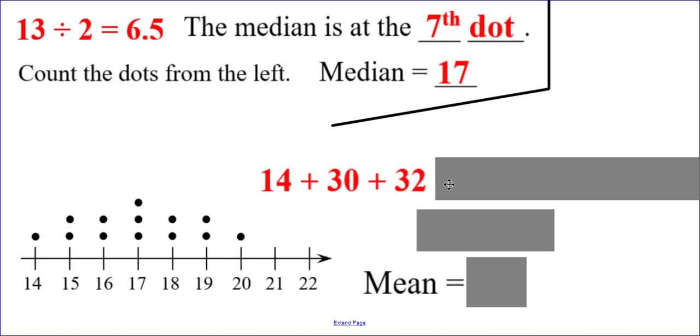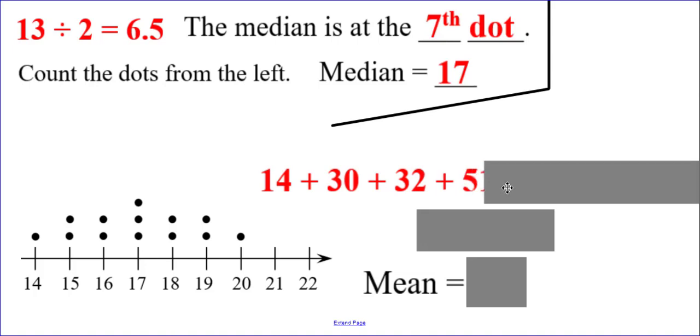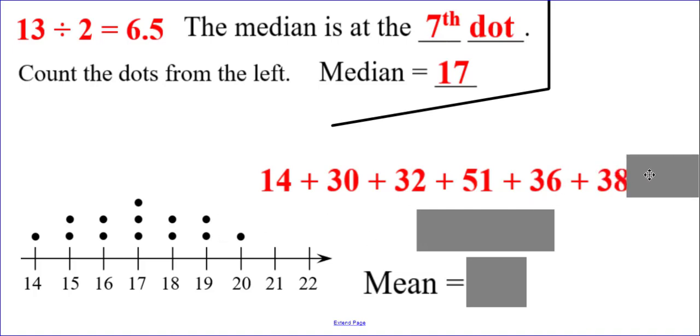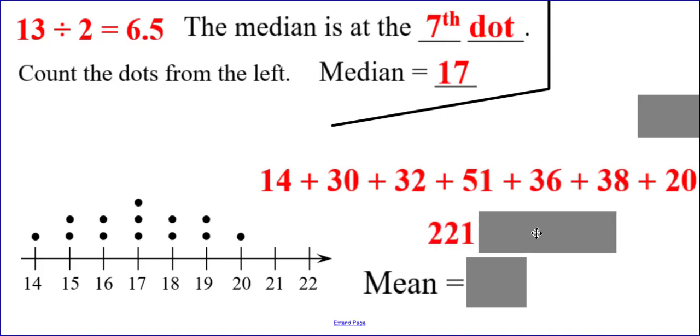17 times 3, you can use your calculator if you need to, is 51. 2 dots at 18, so that's going to be 36, because 2 times 18 is 36. And then 2 dots at 19, 2 times 19 is 38. 1 dot at 20. Add all these together. I'll go ahead and do it for you. You could use your calculator if you wanted to.